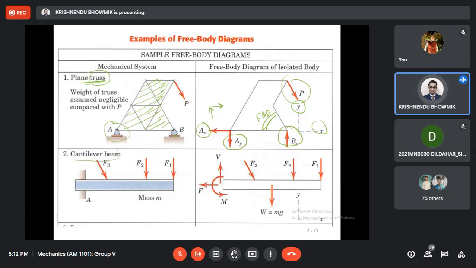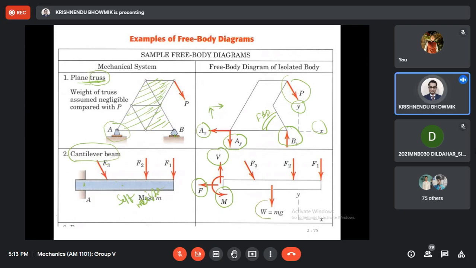Now, say cantilever beam. You have force this. Here, built in. So it is this one force, another vertical force plus moment, and it is having some weight, self weight.